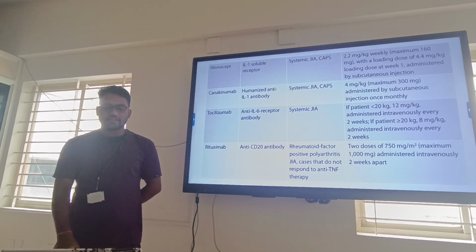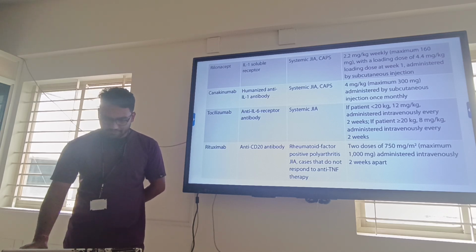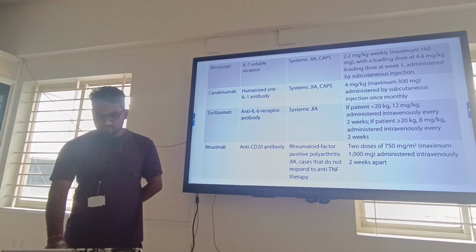Another we have is tocilizumab. This is the interleukin 6 receptor antibody inhibitor, and another is rituximab. So this is the CD20 antibody inhibitor.